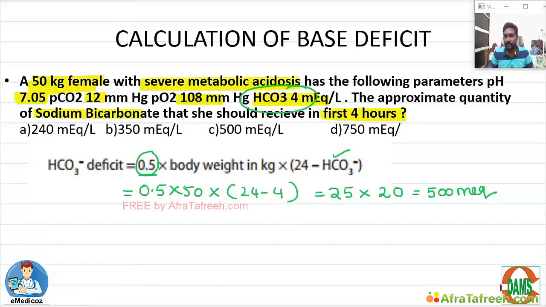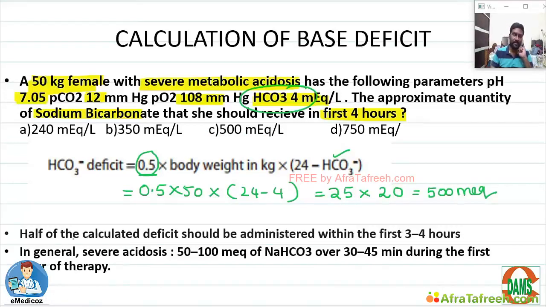So if you give about 500 milliequivalents, most probably the patient's pH can be brought to normal. But they are asking how much should be given in the first 4 hours. When you find a base deficit of 500 milliequivalents, no need to dump 500 milliequivalents immediately into the patient. That will be counterproductive, as the patient cannot tolerate that much sodium bicarbonate. So it is given in a sequential manner. Let us see how bicarbonate is generally administered. Half of the calculated deficit should be administered within the first 3 to 4 hours.